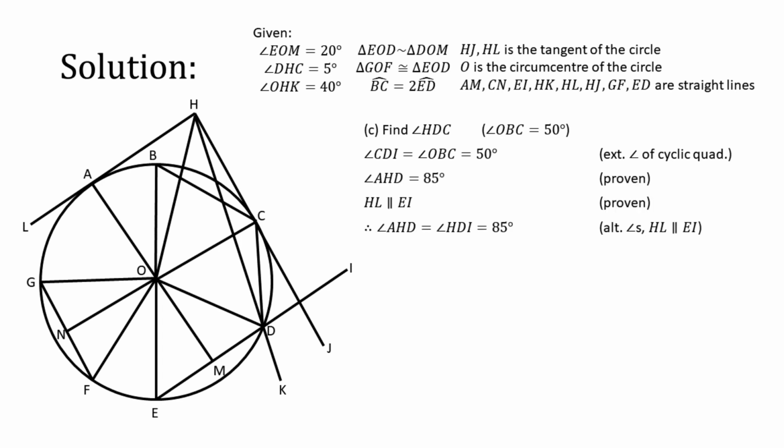Then, since we found angle AHD is 85 degrees, and HL is parallel to EI from part B and part A respectively, we may find that angle AHD is equal to angle HDI, which is 85 degrees. Finally, to find angle HDC, we just need to find the difference between angle HDI and angle CDI, and we can find that it is 25 degrees.